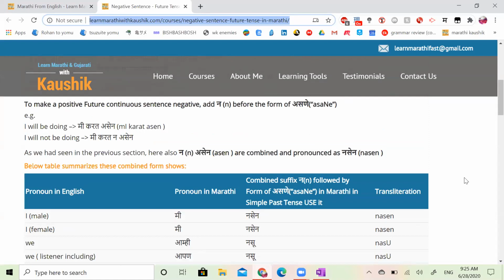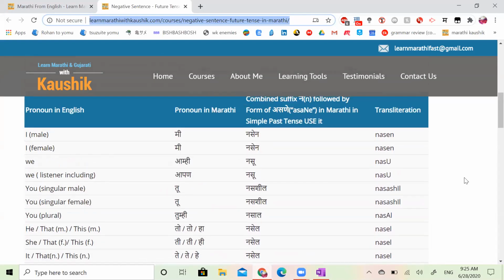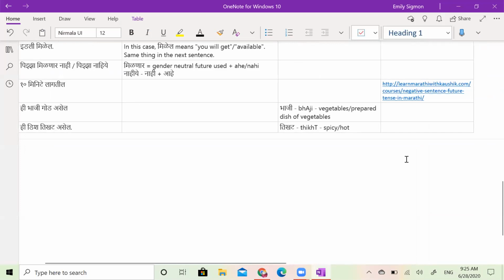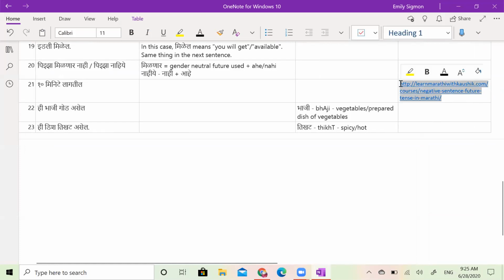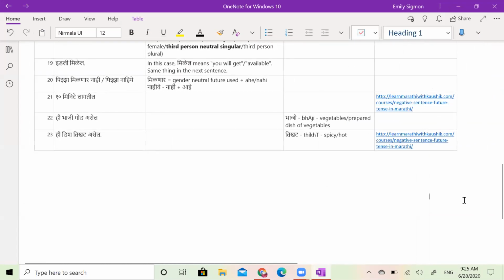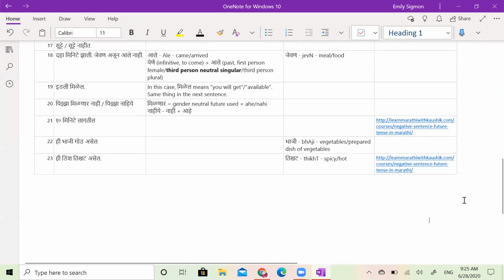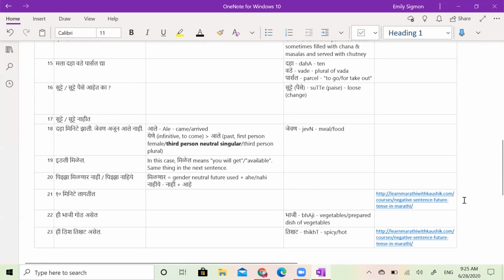So here we have the form. So asen becomes nasen, me nasen. We will be, ami asu. So negative will be nasu. Okay. I'll make sure to go over that lesson. That was nice. Yeah, good analysis. So any question from this lesson, or do you want to try any variety of any of this sentence? Question, we have 5 more minutes.